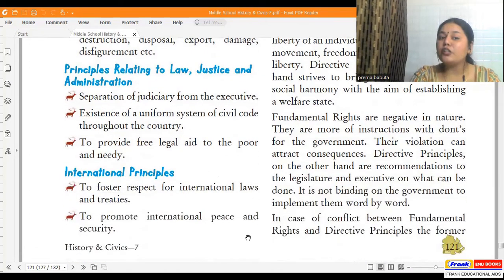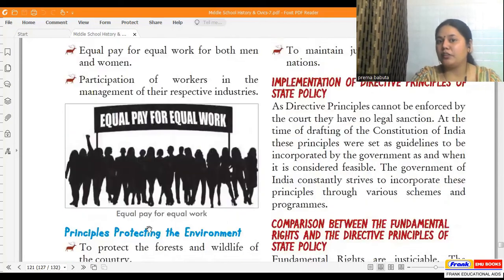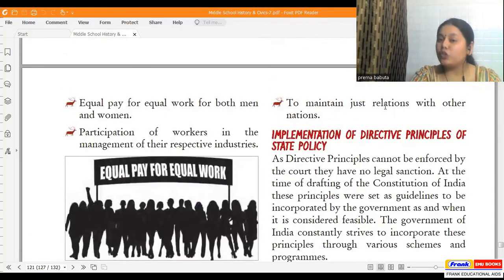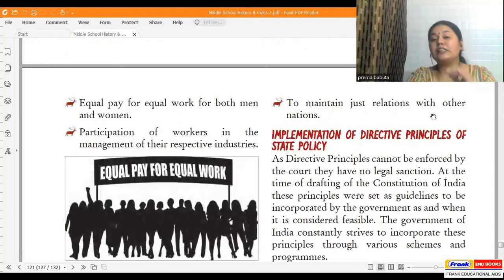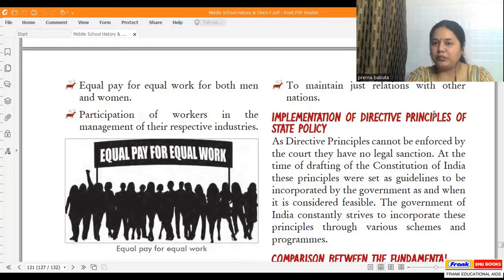Then international principles: to foster respect for international laws and treaties. Promote international peace and security. And then to maintain just relations with other nations, that is, good, harmonious relations which are not formed of any prejudice. So such kind of relations.